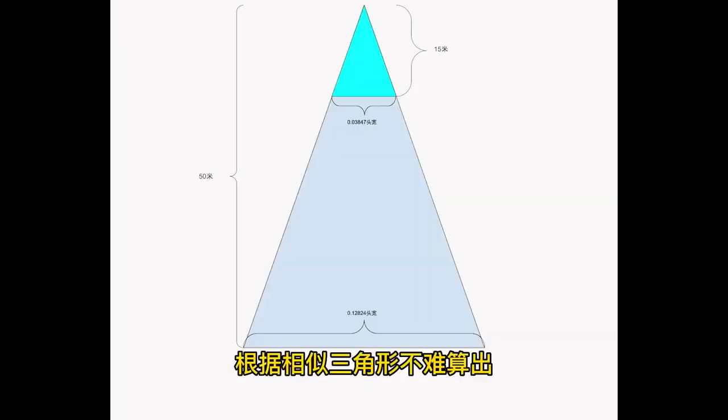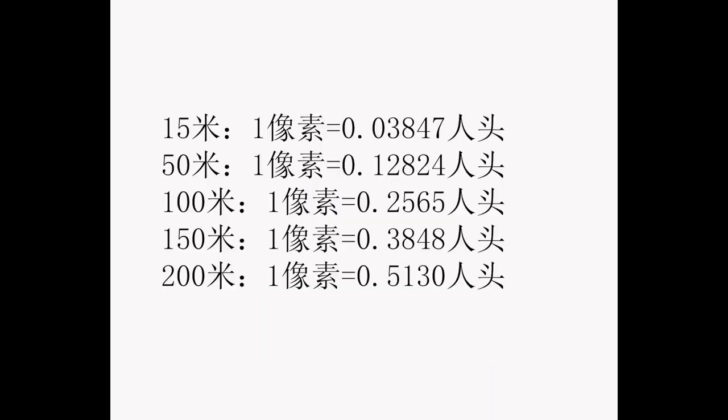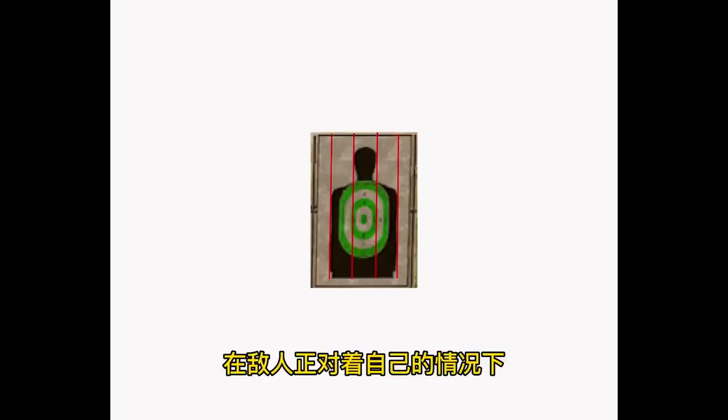From the similarity triangle, it is easy to calculate that a 1 pixel deviation at 50 meters shooting distance is equivalent to 0.12824 head width. Similarly, at 100 meters, 150 meters, and 200 meters they are 0.2565, 0.38475, and 0.513 head widths, respectively. With the enemy facing you, the torso is roughly 3 times as wide as the head.